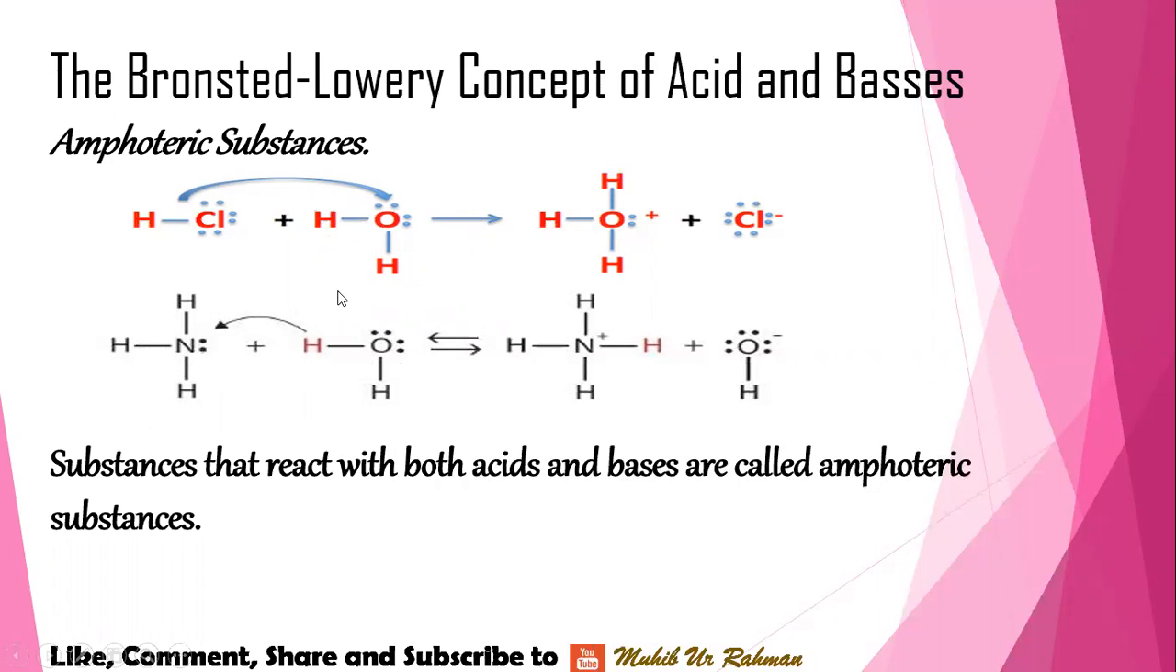H2O can react with an acid as well as a base. So substances that react with both acids and bases are called amphoteric substances. H2O is an amphoteric species because it can react with an acid as well as a base. When it reacts with an acid, it can accept a proton, and when it reacts with a base like NH3, it can donate a proton. So it acts as both an acid and a base, and such a substance is known as an amphoteric substance.